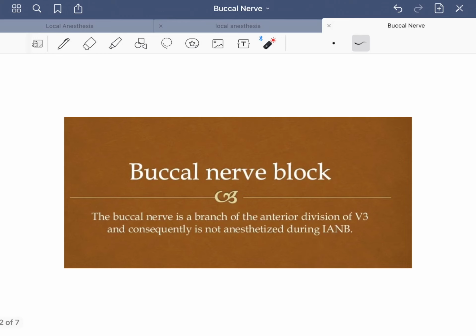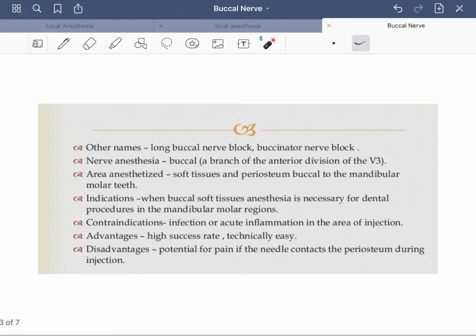The buccal nerve is a branch of the anterior division of the mandibular nerve, which is the third cranial nerve, and consequently is not anesthetized during inferior alveolar nerve block. So we have to give a separate anesthesia for the buccal nerve. The other names for the buccal nerve include long buccal nerve or buccinator nerve block.